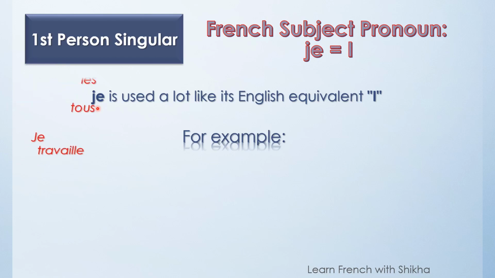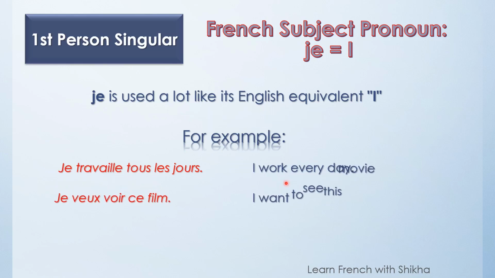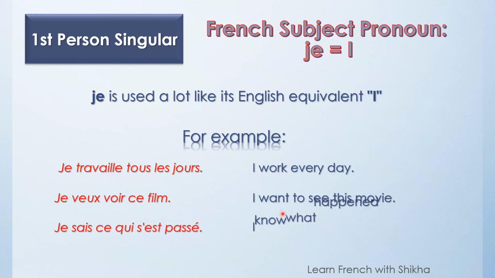For example, je travaille tous les jours. I work every day. Je veux voir ce film. I want to see this movie. Je sais ce qui s'est passé. I know what happened. So you can see how we use I in English, the similar way we have used je in French.